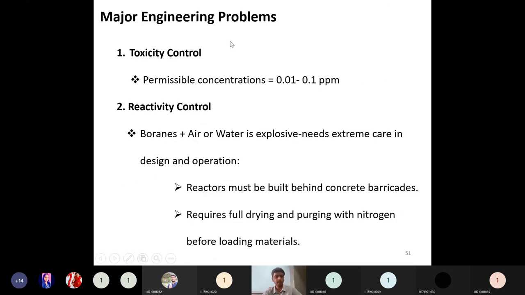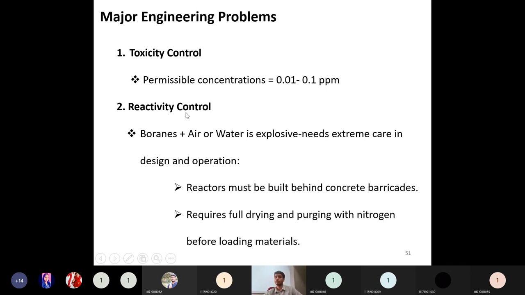Please excuse me for the extended time. So this is a major engineering problem. The major engineering problems encountered in the manufacture of boranes, the first one is the toxicity problem. These compounds, diborane, pentaborane, decaborane, are all very toxic. Therefore, we need to control the emission of these boranes into the atmosphere. The environmental limit set by the government is 0.01 to 0.1 ppm only that we can release to the environment. If you cross that limit, you will be subject to scrutiny under the corresponding laws. So we have to ensure this permissible limit within the plants. So toxicity is one type of major engineering problem.